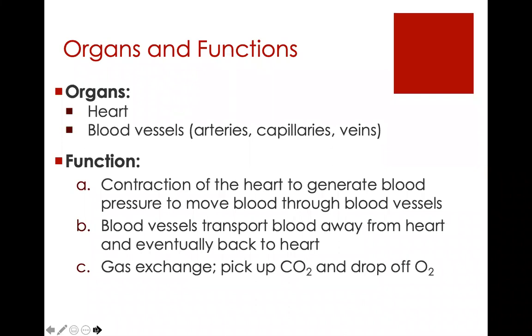The main two types of organs you can find in your cardiovascular system are your heart, which is basically your pump, and your blood vessels, which include your arteries, your veins, and your capillary networks that are responsible for transporting your blood to basically every corner of your body.